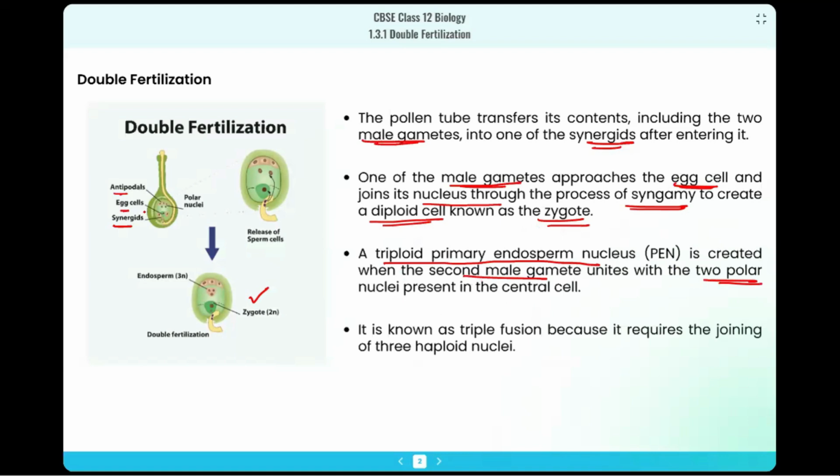So we know that there are 8 nucleated cells. Out of them, we have a central cell as well, which has two polar nuclei, and the second male gamete will be fusing with these two polar nuclei. This is known as triple fusion because it requires a joining of three haploid nuclei. So this is why it is known as double fertilization. The fertilization happens twice. That is why it is called double fertilization.